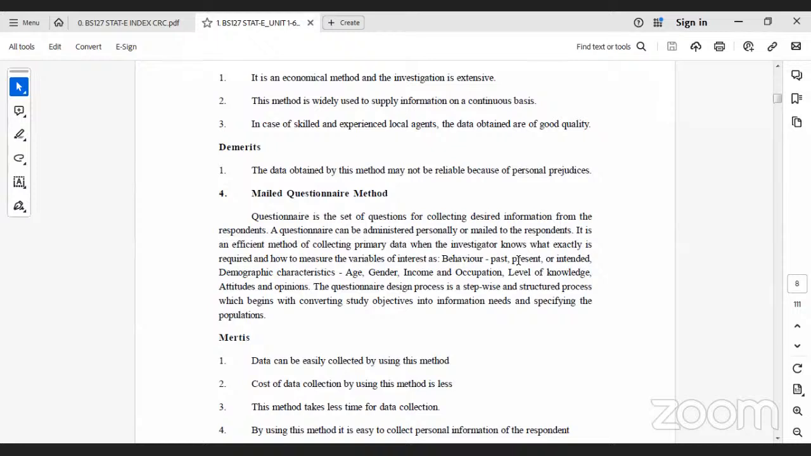A questionnaire can be administered personally or mailed to the person. It is an efficient method of collecting primary data when the investigator knows what exactly is required and how to measure the variables of interest, such as behavior, past, present, or intended, demographic characters, age, gender, income, and occupation, level of knowledge, attitudes and opinions. The questionnaire design is a step-by-step and structured process which begins with converting the objectives to information needs and specifying the populations.